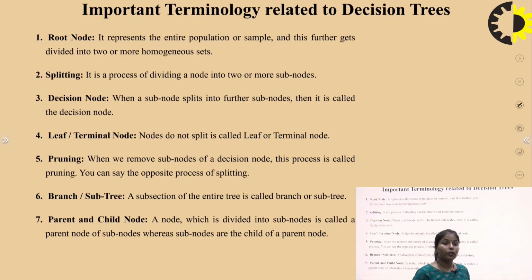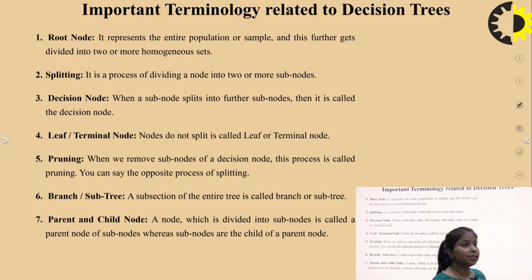So what terminology is used in a decision tree? A decision tree has some basic terminologies like root node, splitting, decision node, leaf node or terminal node, pruning, branch, subtree, and parent and child node. As we already discussed, the root node is the topmost node or parent node. It represents the entire population or sample, and this further gets divided into two or more homogeneous sets.